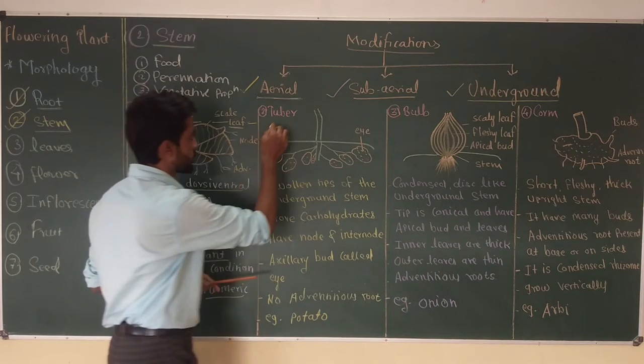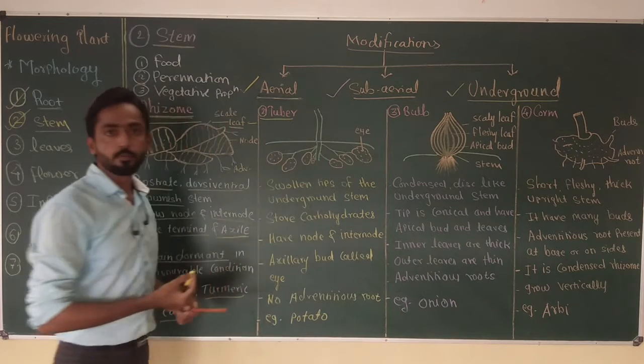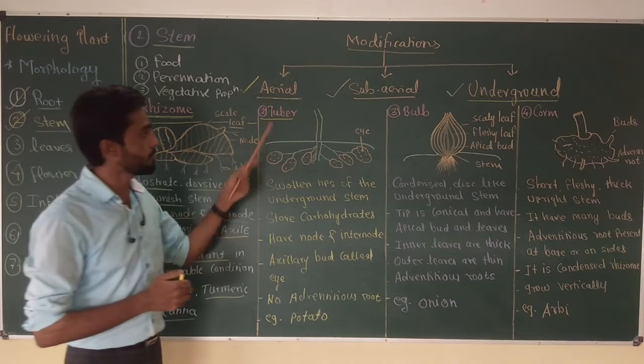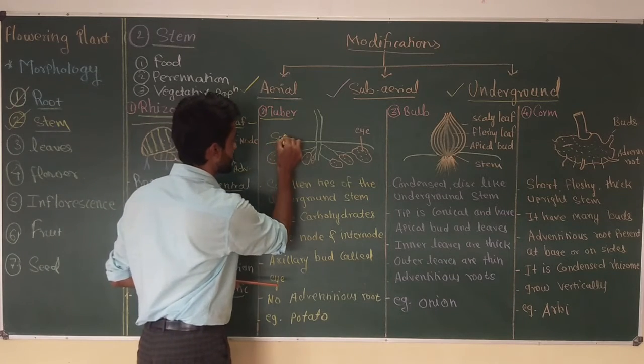The next modification of the stem is stem tuber, which also comes under the underground type of modification. In this type of modification, suppose this is the soil surface.